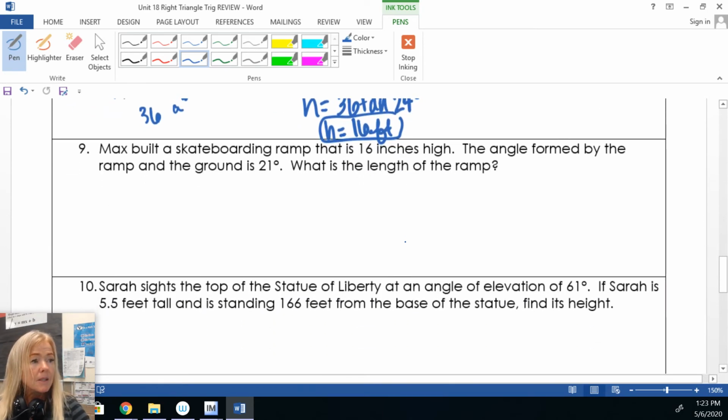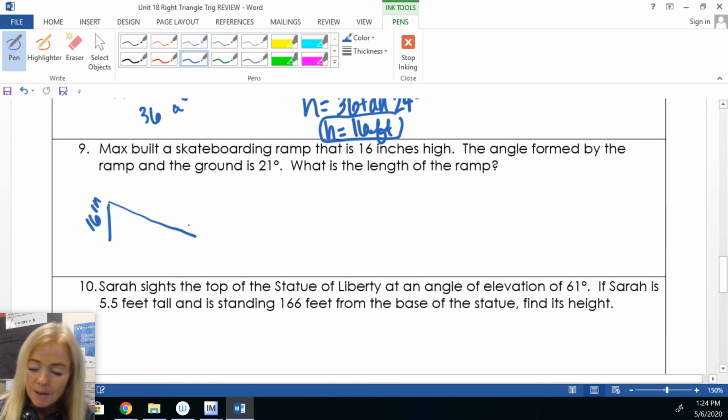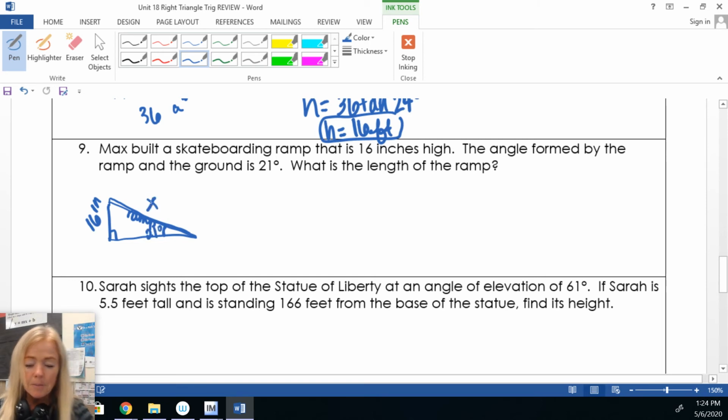All right, number 9. Max built a skateboarding ramp that is 16 inches high. So 16 inches high, and here's our ramp. And that becomes our triangle. I'm going to write ramp here so that we know that's our ramp there. Okay, so the angle formed by the ramp and the ground, which is right here, is 21 degrees. And we want to know what the length of that ramp is. So that's how you set that up.